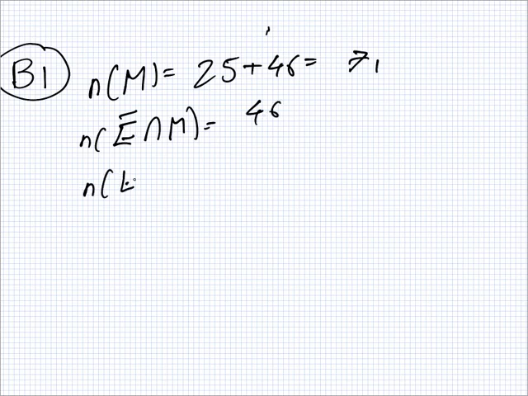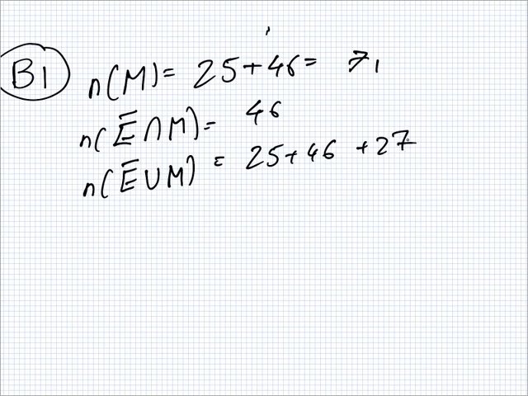Number of people who are not employed or male. So the males are 25 plus 46, and then not employed would be an extra 27. Thank you, I'm being stupid. 46 plus 27. That's better. 73. Right, so that was part A.